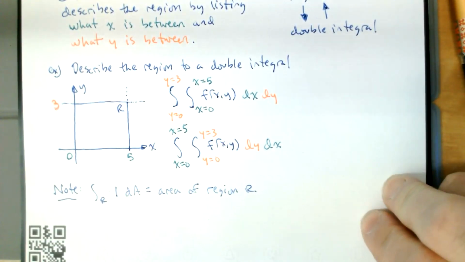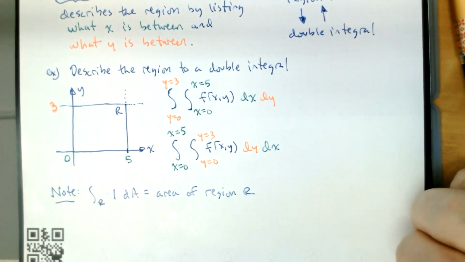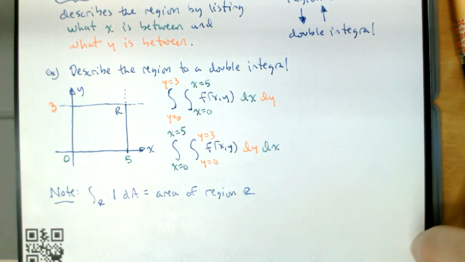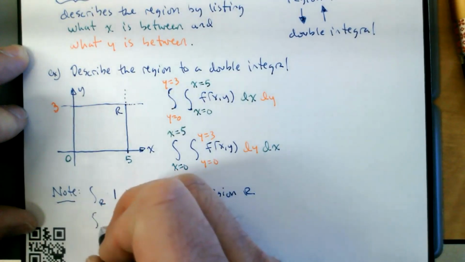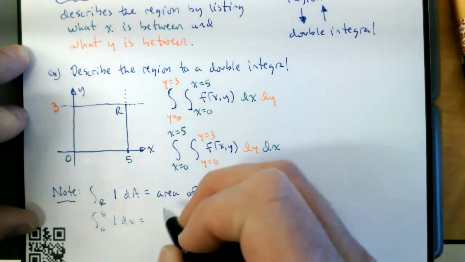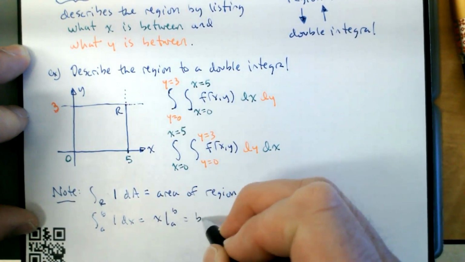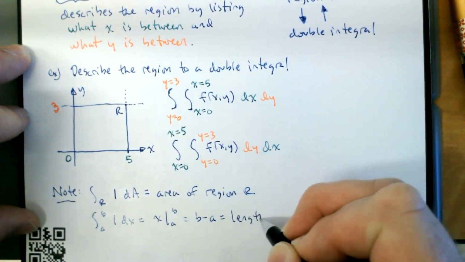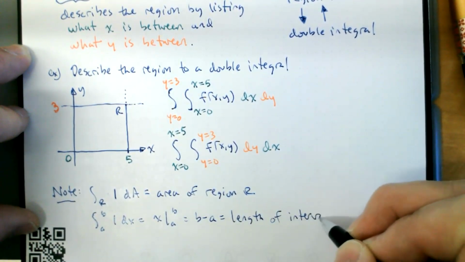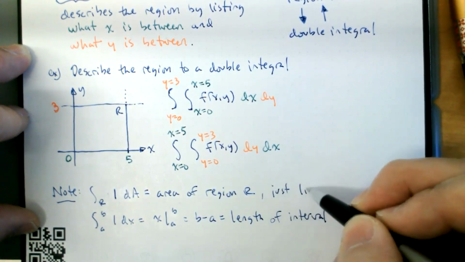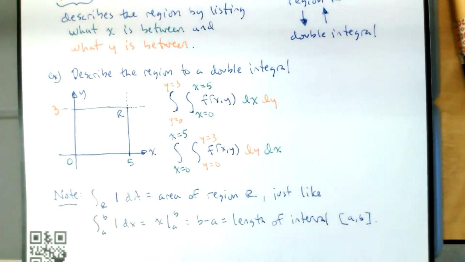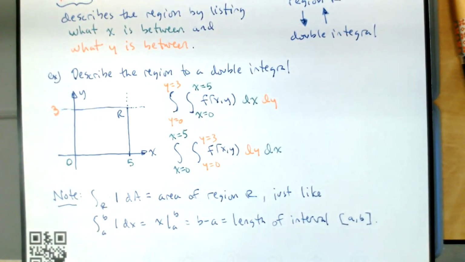The integral of the function 1 dA will tell us the area of the region R. Just like integrating from a to b, the function 1 dx will give us the length of the interval from a to b. I mentioned this now so we could check that our integrals are going to give us the right value.